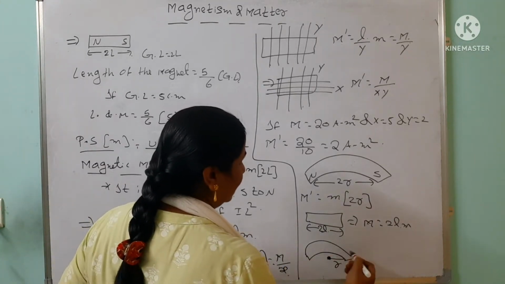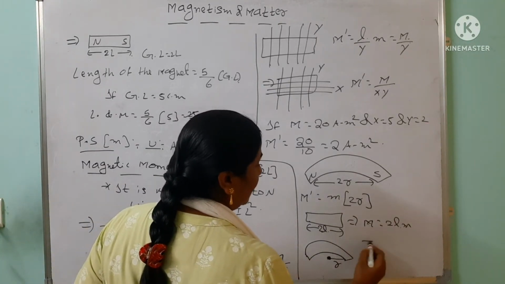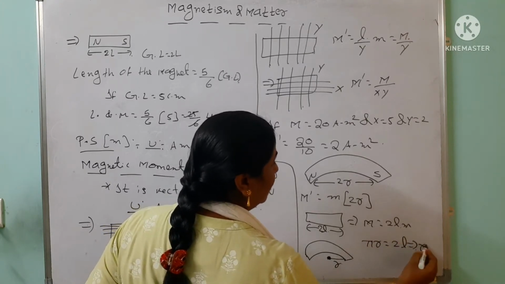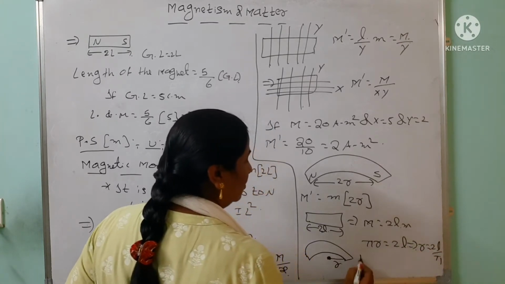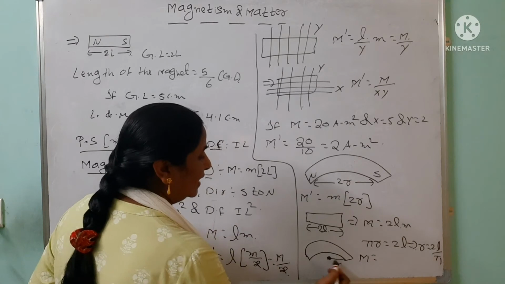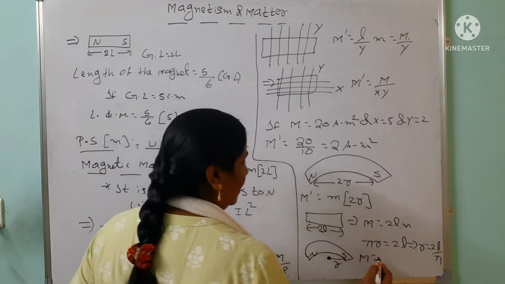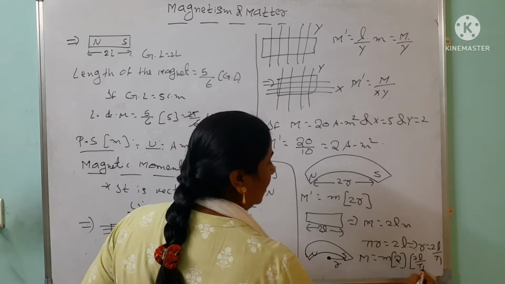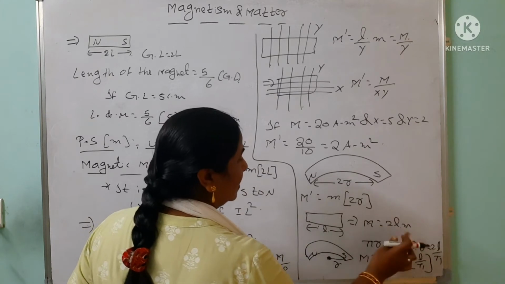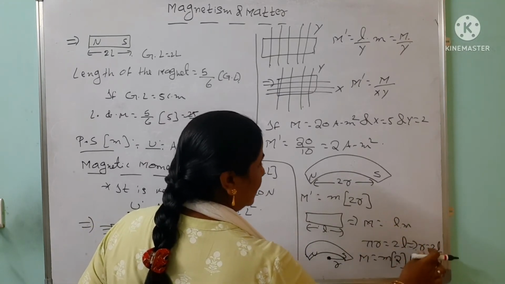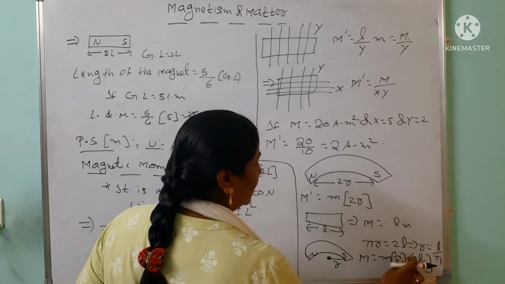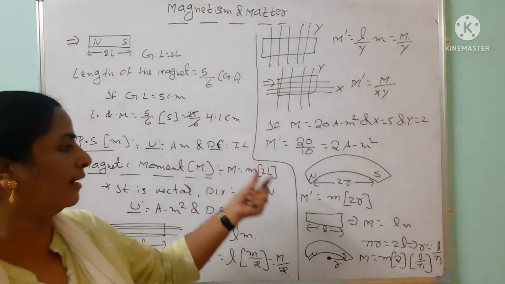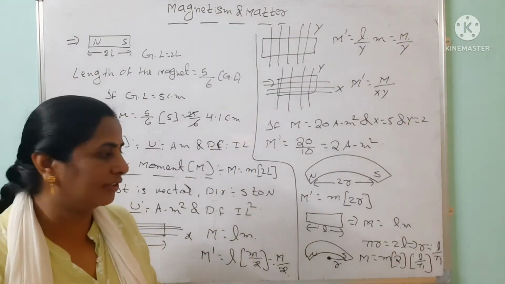Here, semicircle means circumference pi r equals 2L. Then R equals how much? 2L by pi. Then the new magnetic moment M equals, you know the distance between north and south pole is 2R. So pole strength into 2 into, instead of R, we take 2L by pi. Sometimes you take only L, meaning here also you get L only. In this case R equals L by pi. So it depends on the situation, and based on the length taken, we can find out the magnetic moment.